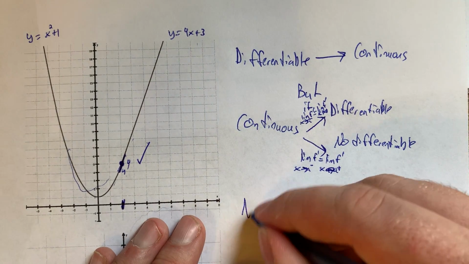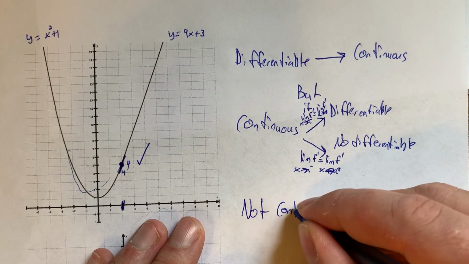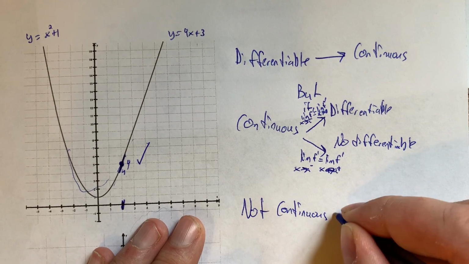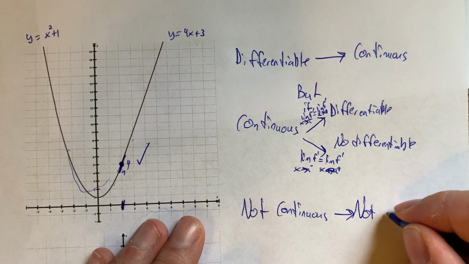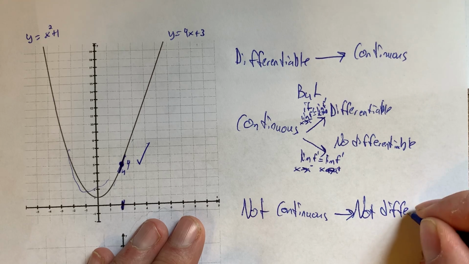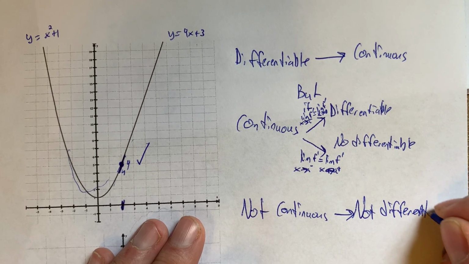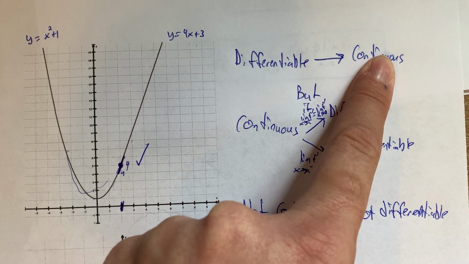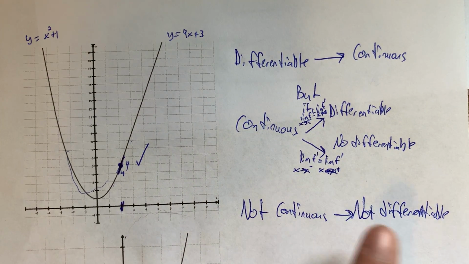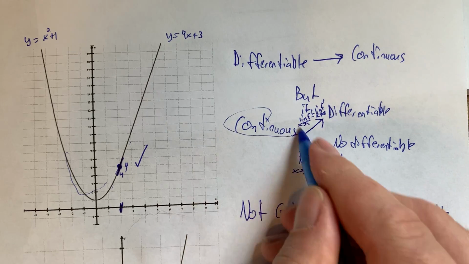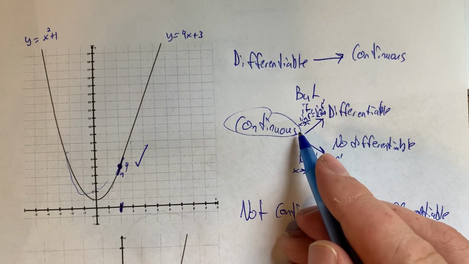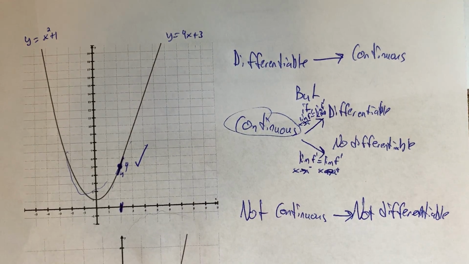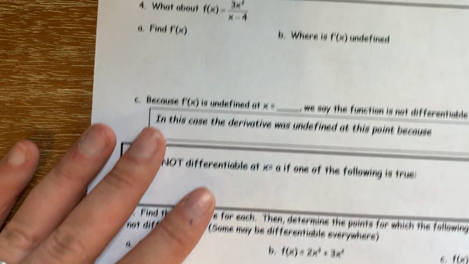On the other hand, if something is not continuous, it is automatically not differentiable. So this is kind of like a three-way relationship. If a function is differentiable, it's automatically continuous. If a function is not continuous, it is not differentiable. But if a function is continuous, it might be differentiable. We need to check and see if the slopes are the same from both sides. So let's practice this. Let's see how this goes.